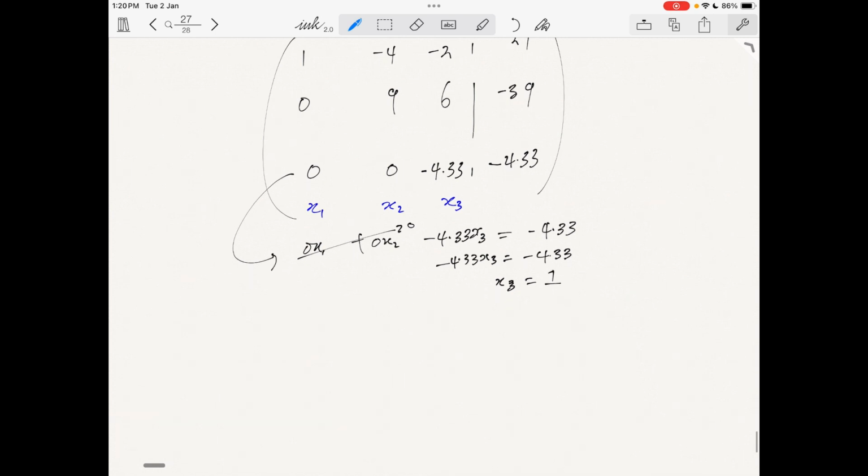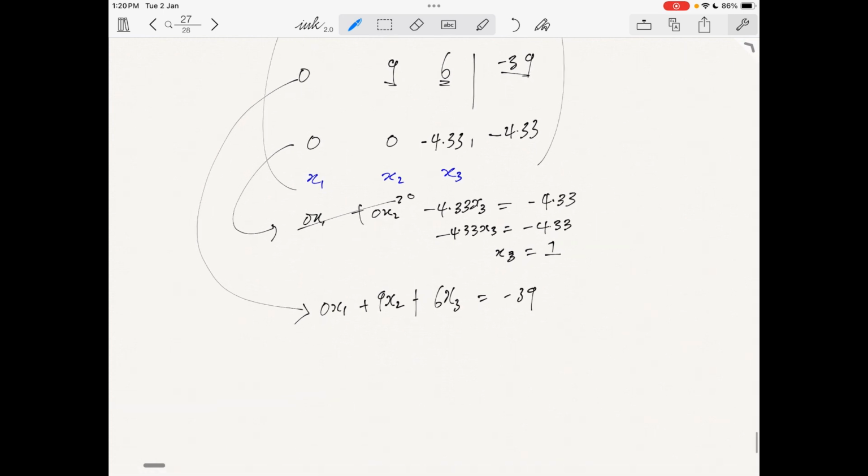Now we can take the next equation. The coefficient of x1 there is 0. The coefficient of x2 is 9, and the coefficient of x3 is 6. It will be equal to minus 39. Now this gives us 9x2 plus 6, and our x3 in this case is 1, which is equal to minus 39. Solving this will give us x2 equal to minus 5.